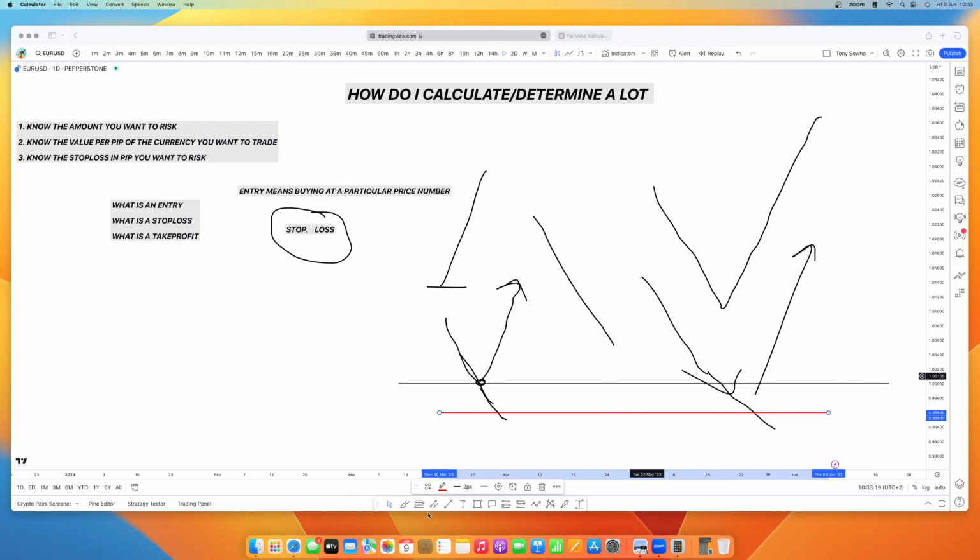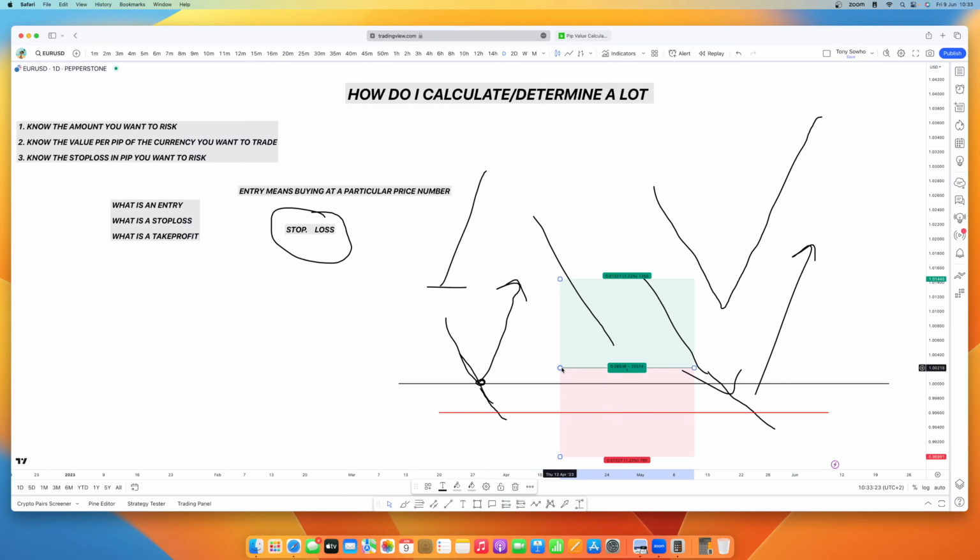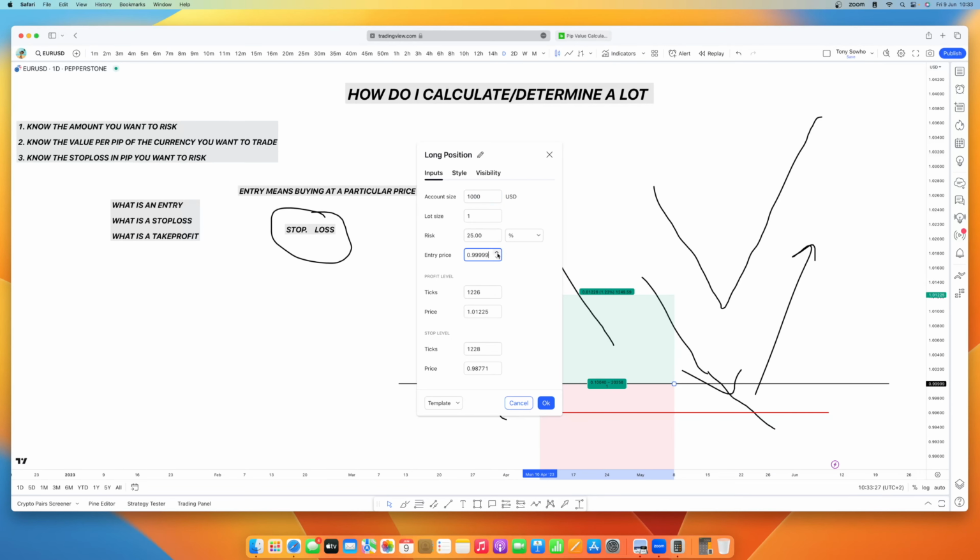Let me check quickly. Let me just use this. I like using this one. I can understand quickly with this. So let me use this. Entry is at 1, stop loss is at 0.9960. So yes, this is a 40 pip stop loss.